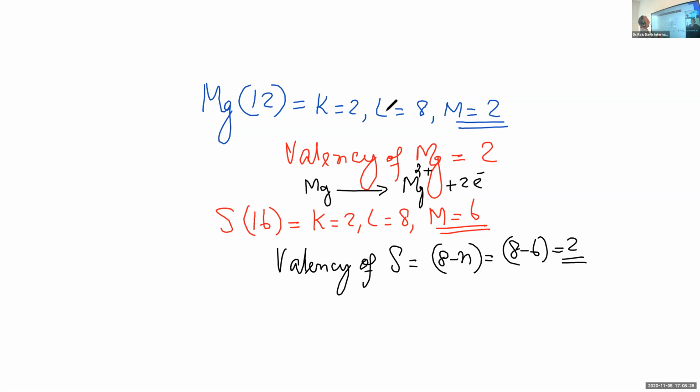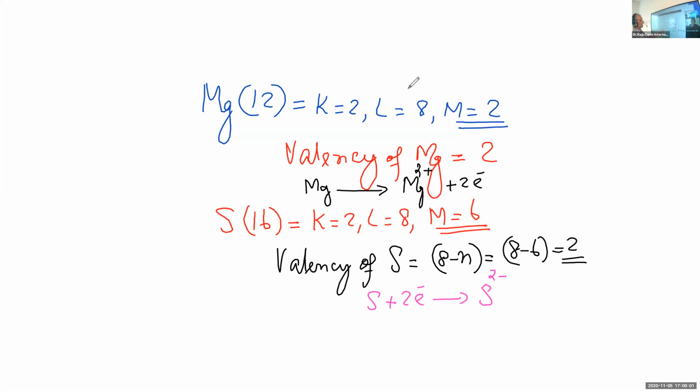Come to sulfur. Say sulfur combines with 2 electrons, giving the S minus 2 ion, the sulfide ion. So when the sulfide ion is formed, 2 electrons are added to sulfur. Sulfur gains 2 electrons. So the number of electrons gained by one atom of sulfur is equal to 2, and therefore valency is equal to 2.